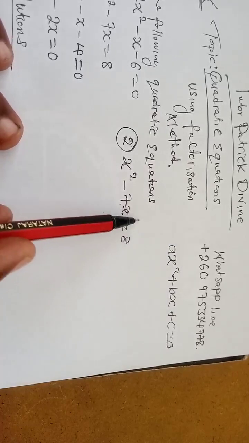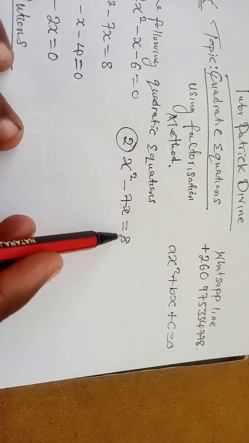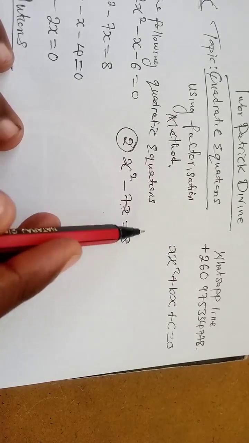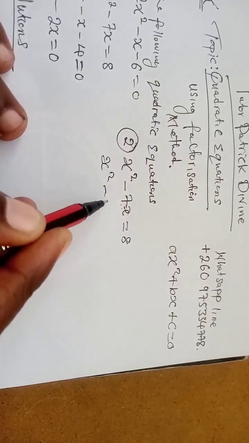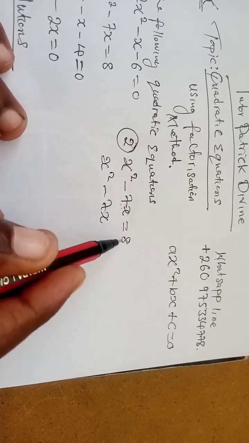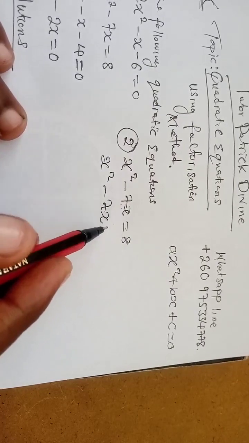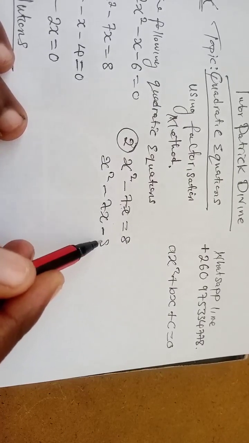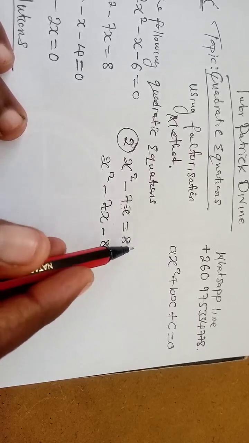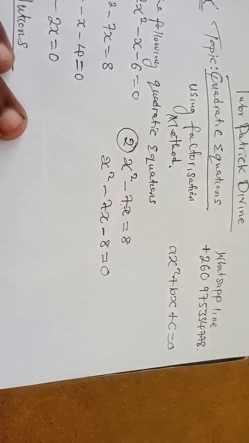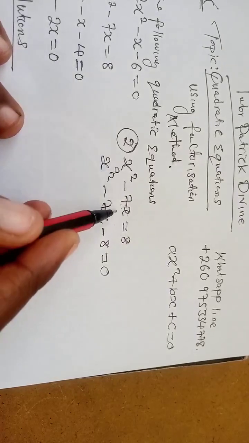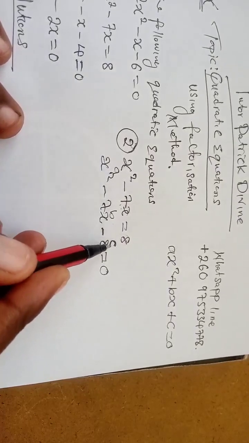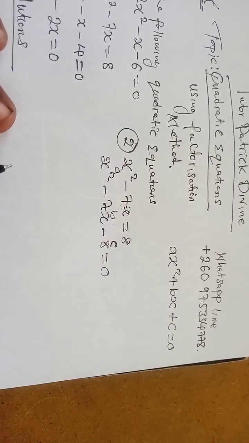So that means you are going to bring this 8 to this side. So it will be x squared minus 7x. Then when 8 crosses the equal sign, it will become negative 8, equal to 0. So this is our a, this is our b, this is our c.